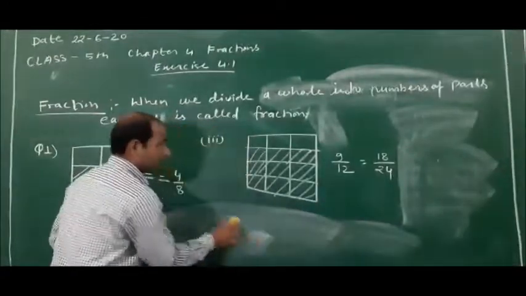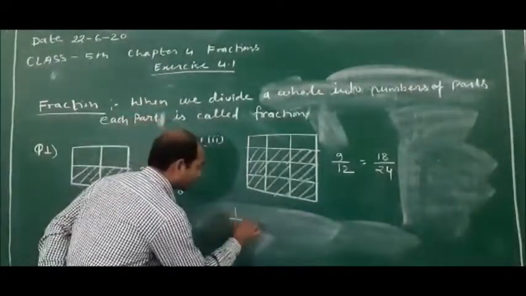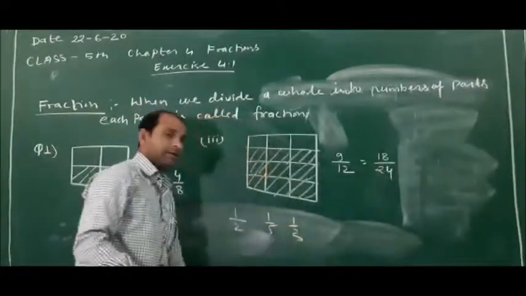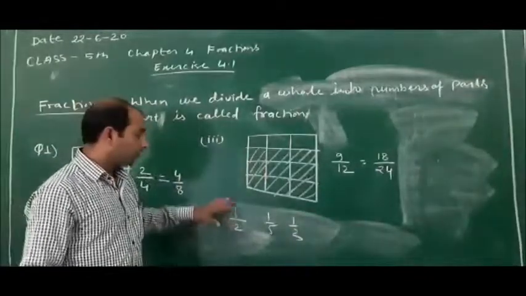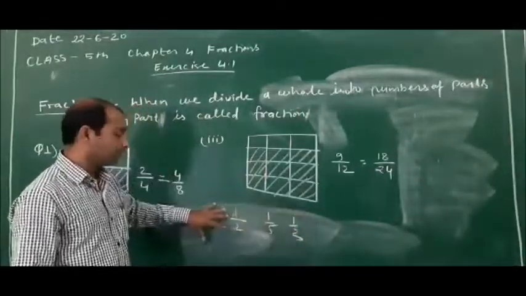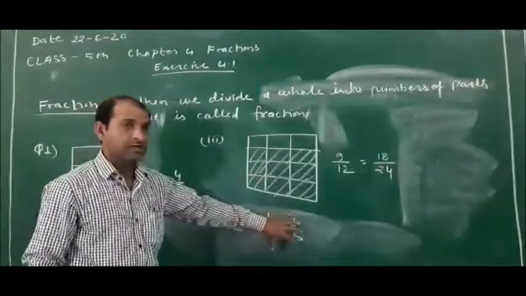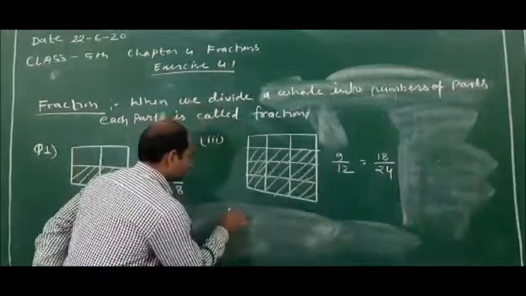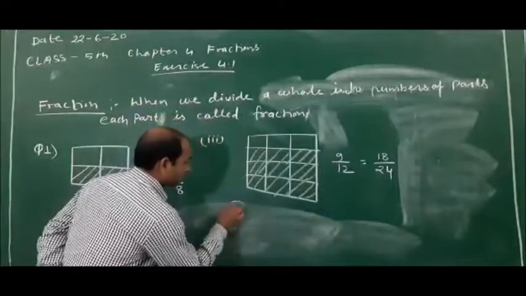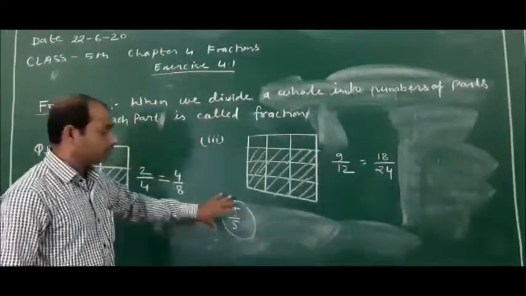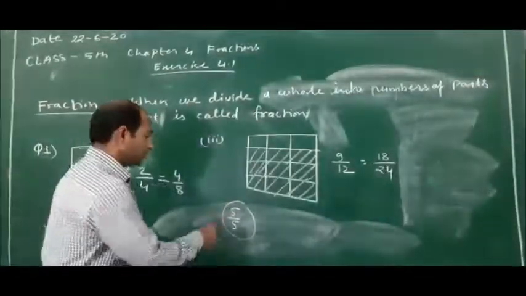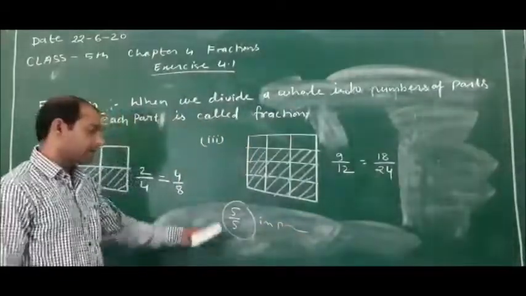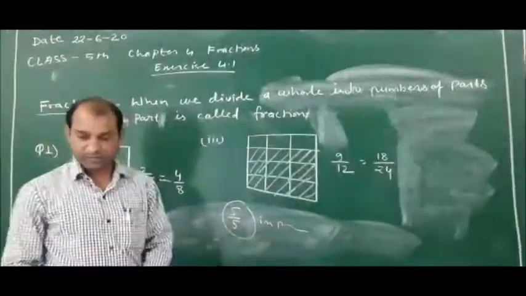Now next is unit fraction. If your numerator is 1, if all these fractions have numerator 1, then these fractions are called unit fractions. If suppose 5 upon 5, if the denominator and the numerator are equal, then this fraction is called an improper fraction.